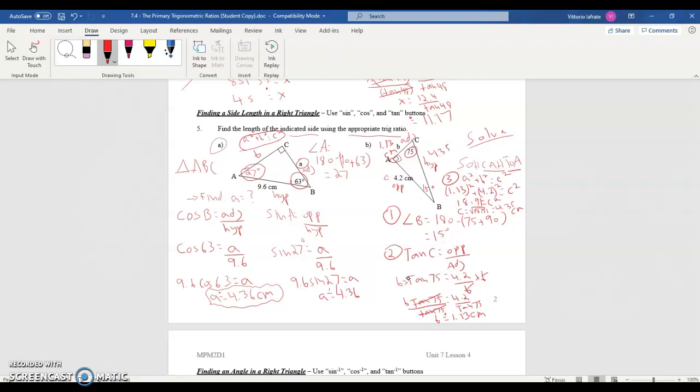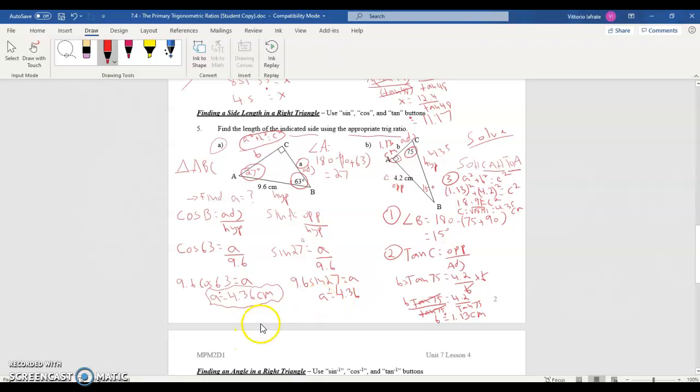Again, the question was only asking for side B, but I decided just to show you how we'd solve the entire triangle if needed. But if you're just asked for one, don't worry about looking for everything unless you need to. Sometimes you might need to find another angle in order to find the side.